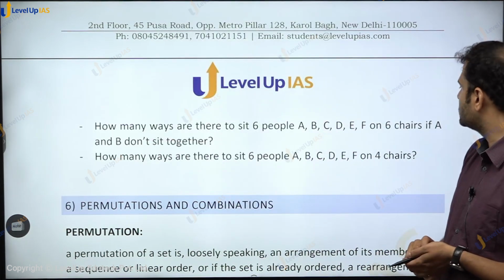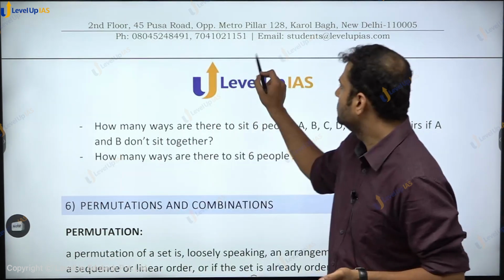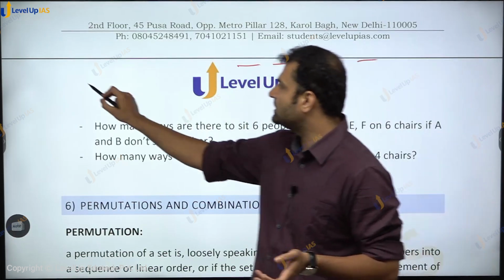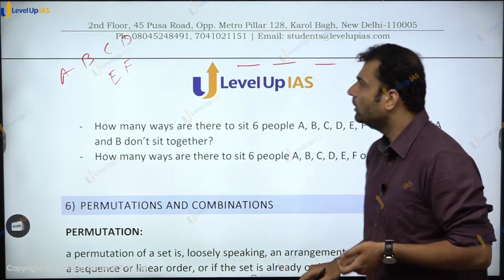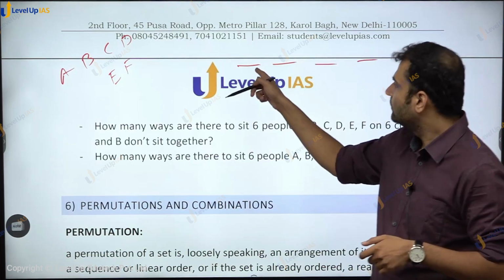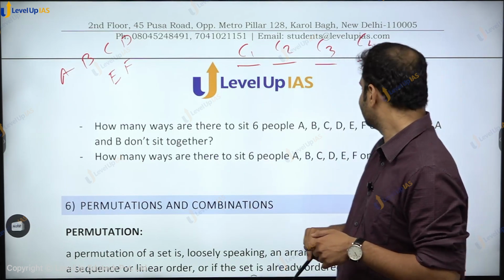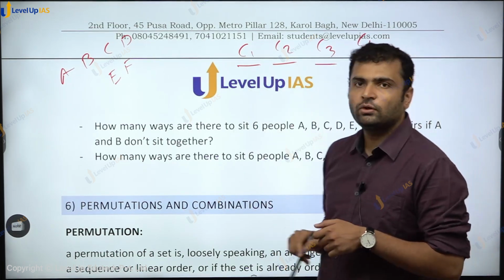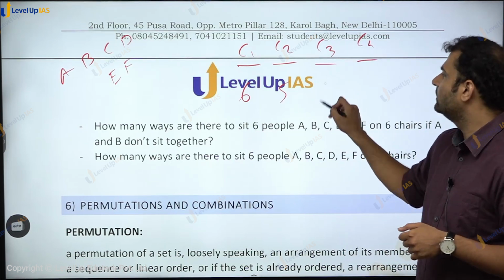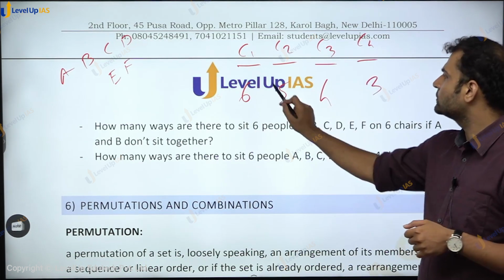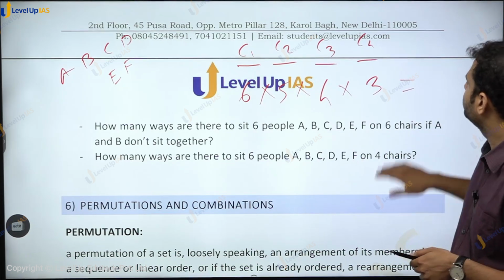Next, how many ways are there to sit 6 people on 4 chairs? Now, chairs are fewer, people are more, right? So we have chair numbers 1, 2, 3 and 4. People are 6: A, B, C, D, E, F. If you look at it from the chairs' perspective, for chair number 1, how many options? 6 options. For chair number 2, 5 options. For chair number 3, 4 options. Chair number 4, 3 options. This is it, just like forming numbers. So it is 6 into 5 into 4 into 3, which is 360.